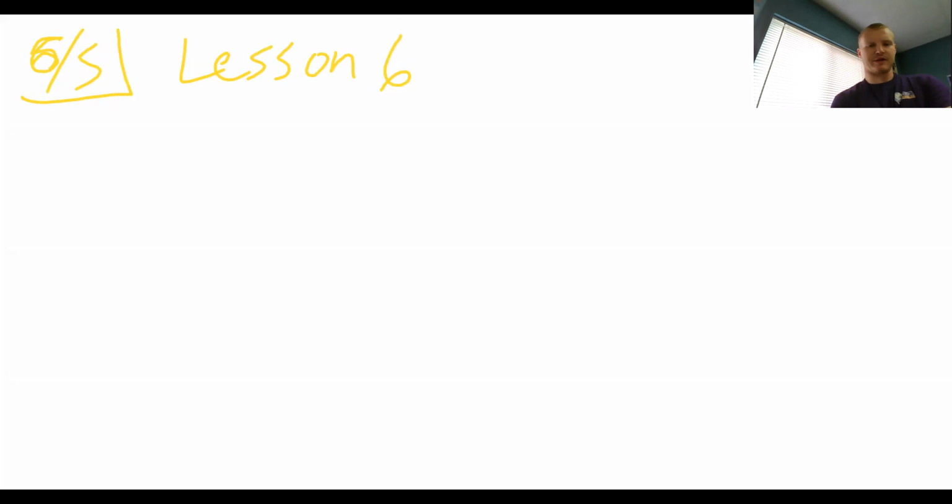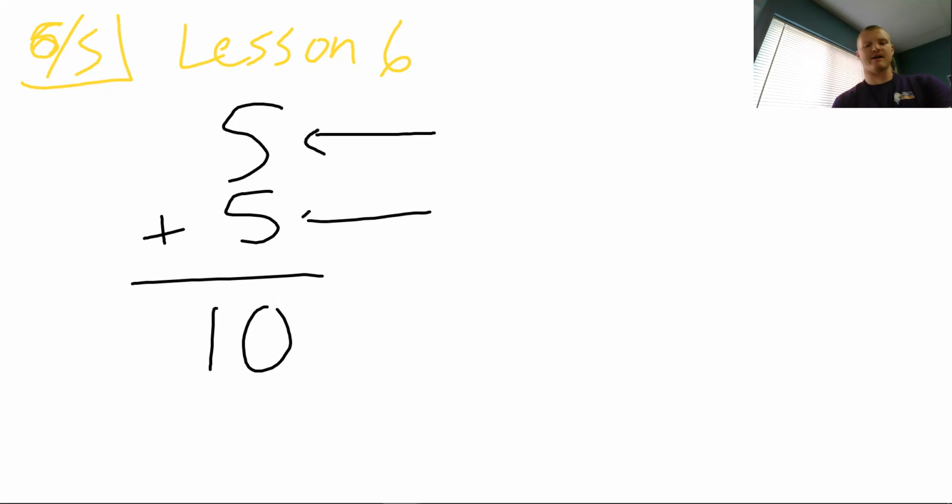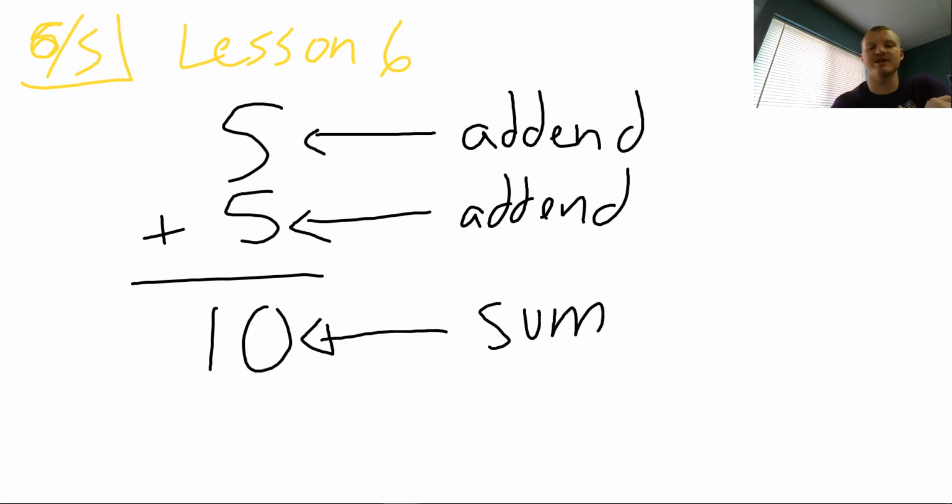So add-ins, so if we have 5 plus 5 equals 10, the 5 and that 5, they're both going to be called what's called an add-in. So 5 is an add-in, and the other 5 is an add-in. And 10, which is my answer, is what's called the sum. And sum is when you get an answer from an addition problem, and add-in is when you're adding two numbers together. All right, feel pretty good about that? Okay, so that is add-ins and sum.